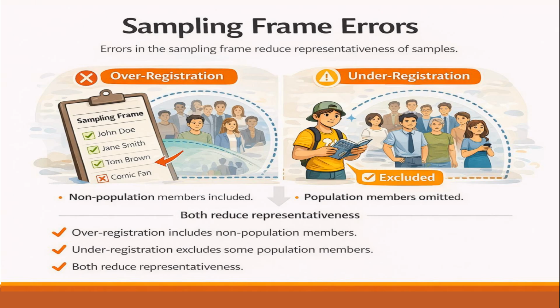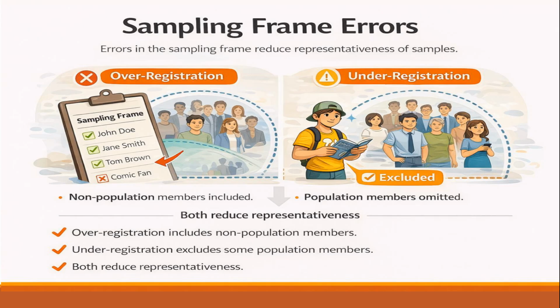There are two common types of sampling frame errors. First, over-registration. This happens when the sampling frame includes people who do not belong to the target population. For example, if we are studying university students, but our list also includes non-students, then those extra names create over-registration. Second, under-registration. This happens when some actual population members are missing from the sampling frame.